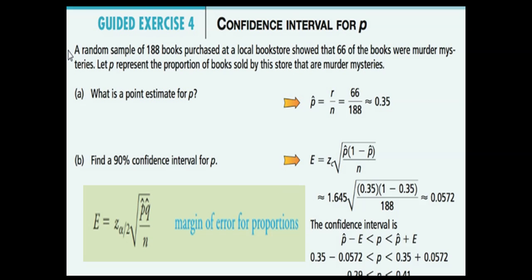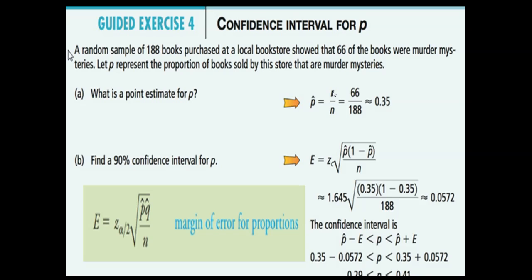Simply stated, this slide really summarizes it all. You have a random sample of 188 books purchased at a local bookstore, and 66 of these books were murder mysteries. Let P represent the proportion of books sold by this store that are murder mysteries. What's the best point estimate for P? It's p hat. It's r over n. Now remember, r and x are one and the same.